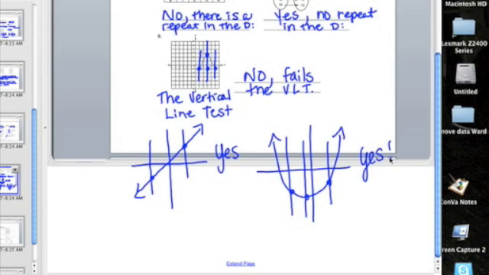What if I took that idea of a U-shaped graph, a parabola, and I curved it this way? The first time I draw a line, see how it touches twice? So that would be a no. That means that's not a function because it fails the vertical line test. So anytime you have a graph, you can use the vertical line test to test it.